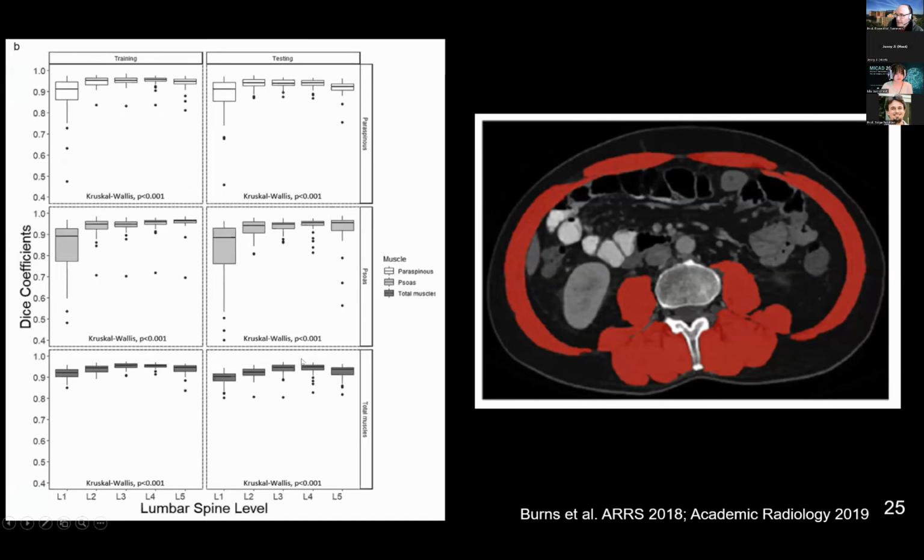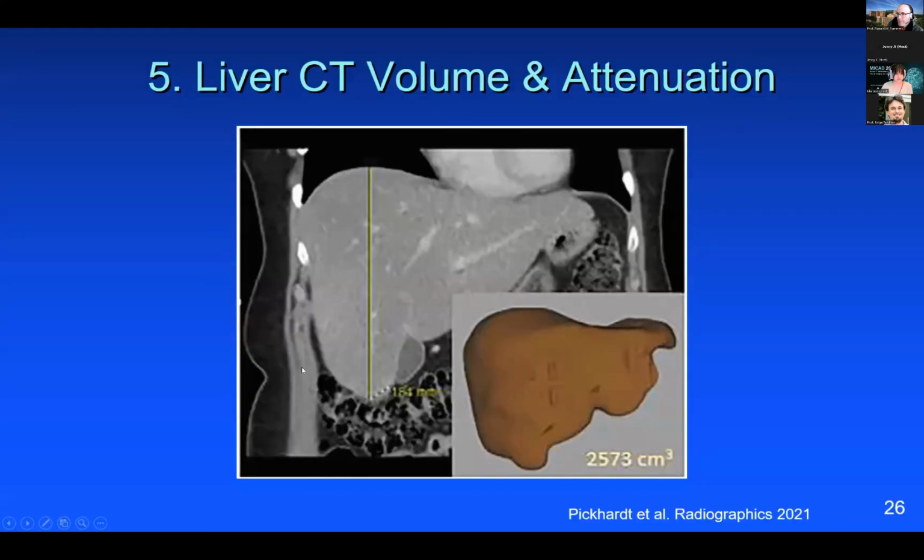And you can see that for the total muscle group, there's less variability. In these box and whisker plots, the size of the box is much smaller. And that's why we decided rather than looking at individual muscle groups, we look at all the muscles since we get the highest dice coefficients.